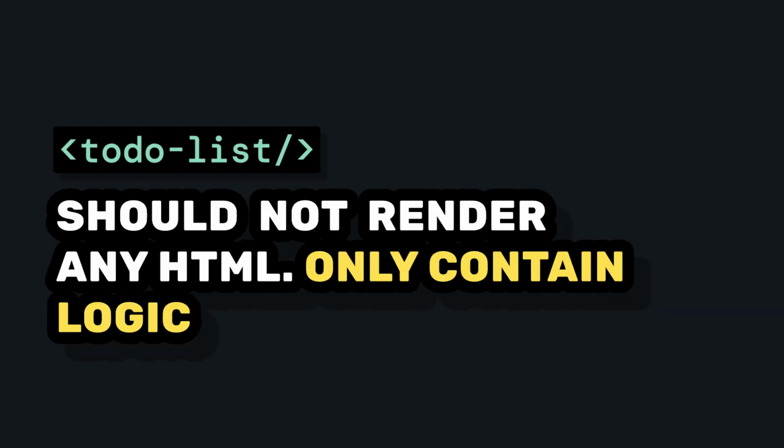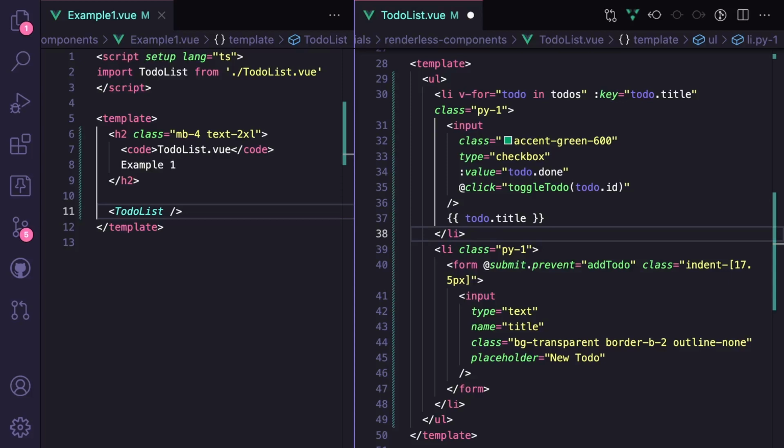So let's separate everything out using slots. Eventually, we want our to-do list component to not have any UI of its own, but instead use a slot that's provided by the parent render context. And to do this, we need to pass all the logic and data to our slot using scoped slots.